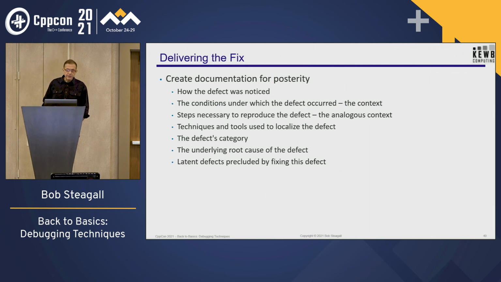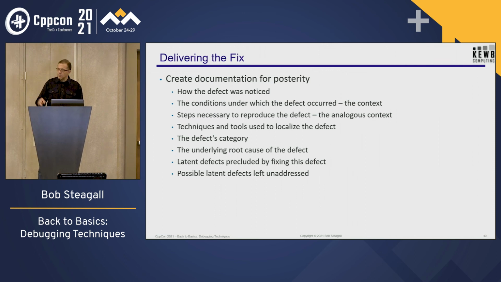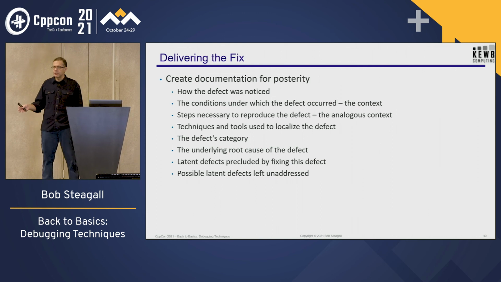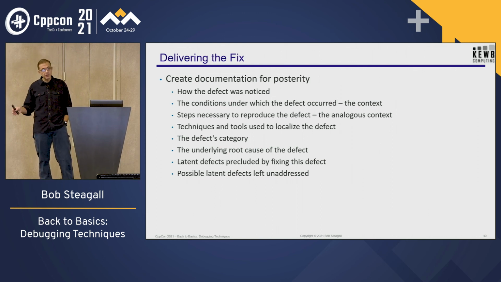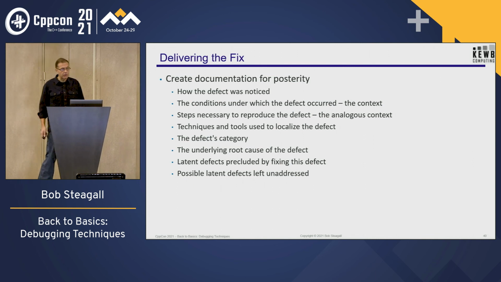And let them know if you think there might be some latent defects that were precluded from happening by fixing this defect. And also let them know if you think there might be some latent defects that haven't been fixed yet. You may have noticed something like, well, module C here might have a problem under these conditions. We haven't fixed it yet, we haven't seen it yet, but it could be a problem. You could make a note to that effect, and you could also make a new ticket so somebody looks at that and avoids that problem before it happens.